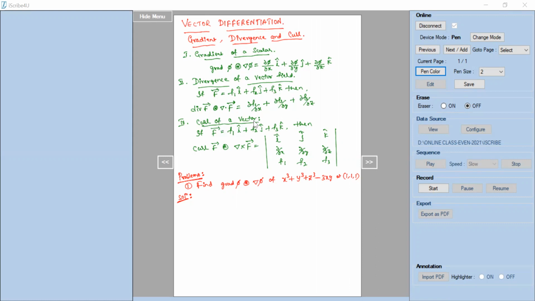And regarding the curl of a vector, it is defined like this: curl f or del cross f is the determinant of i j k, dou by dou x, dou by dou y, dou by dou z, f1, f2, f3. If you expand this determinant, which includes the partial derivatives, you're going to get the curl of the vector. So these are the three basic quantities of vector differentiation, very important: gradient, divergence, and curl. And if the divergence is 0, it is called solenoidal, and if the curl of a vector is 0, it is called irrotational. This I'm going to discuss in the next video.